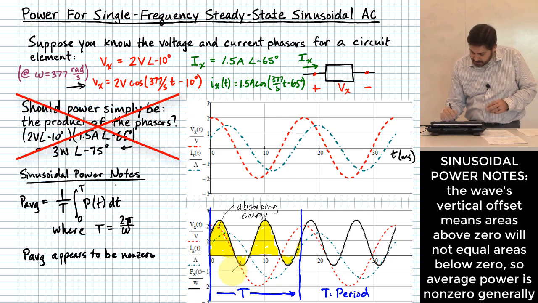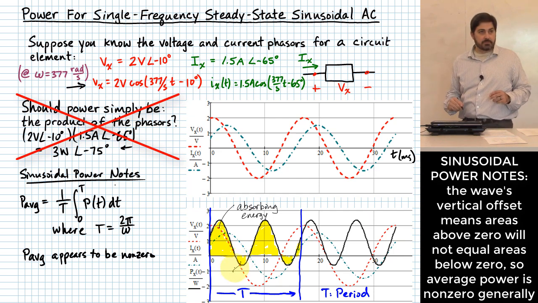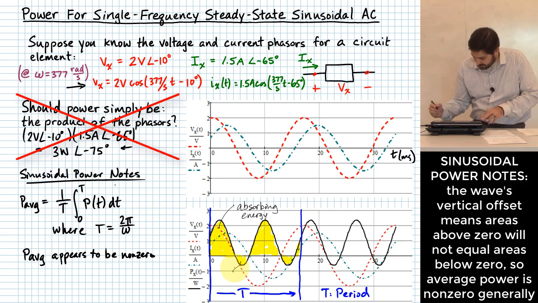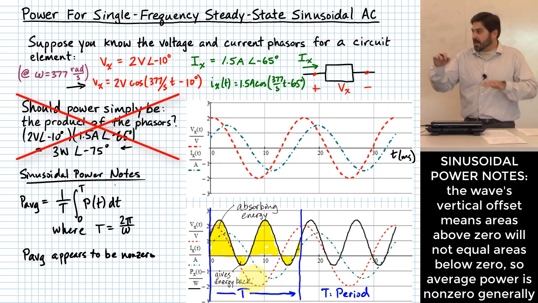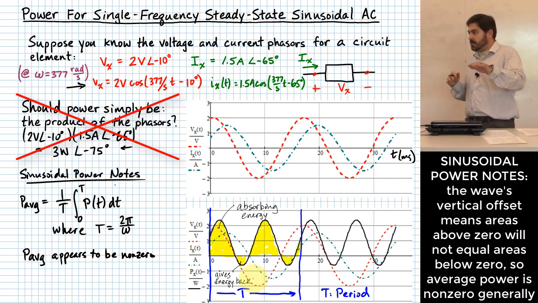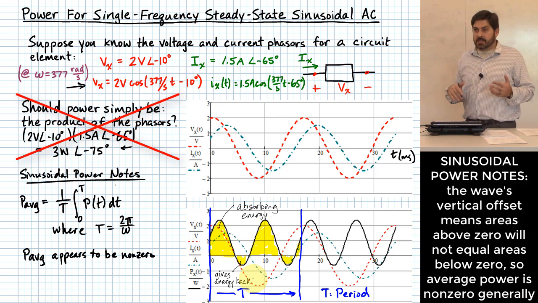What happens down in these little deals right down here? I'm going to say it this way: it gives energy back. And because it doesn't give the same amount of energy back as it absorbs, that means that over a long period of time, your average power looks like it's not going to be zero, at least for this particular example that I'm showing you here.